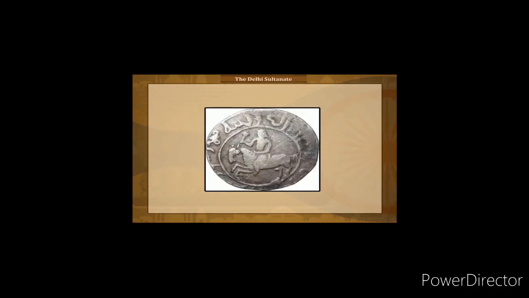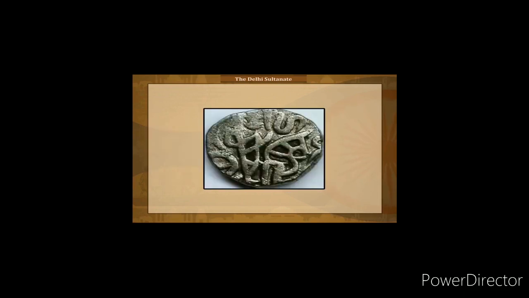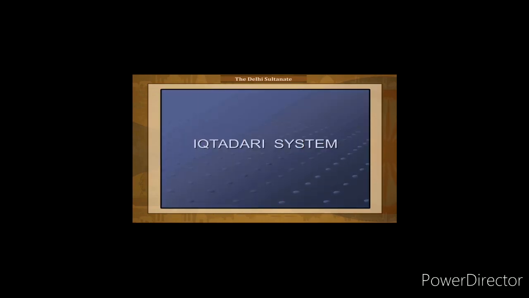He introduced the silver tanka and the copper jital, the two basic coins of the Sultanate period, with a standard weight of 175 grains. He introduced the Iqtadari system, division of the empire into Iqtas, which were assigned to the nobles and officers in lieu of salary.